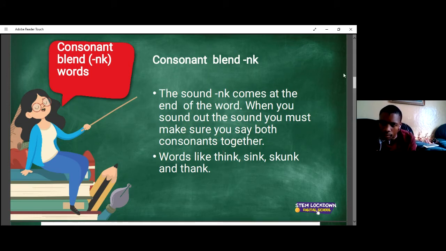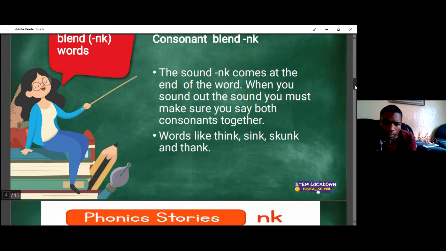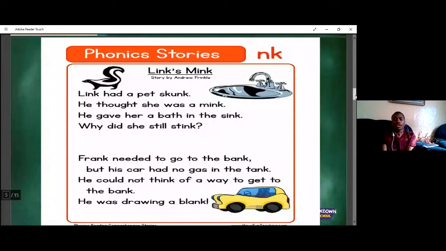Okay, next one. Phonic story. Links, mink. Link had a pet skunk. Right? Links, mink. We're doing the story. Link had a pet skunk. He thought she was a mink. He gave her a bath in the sink. Why did she still stink?